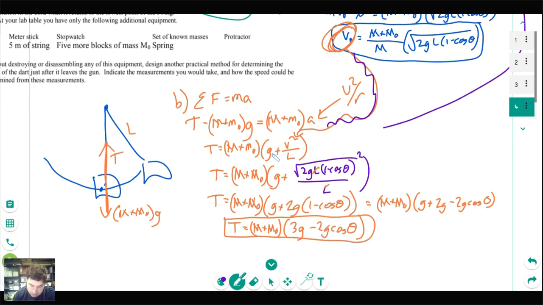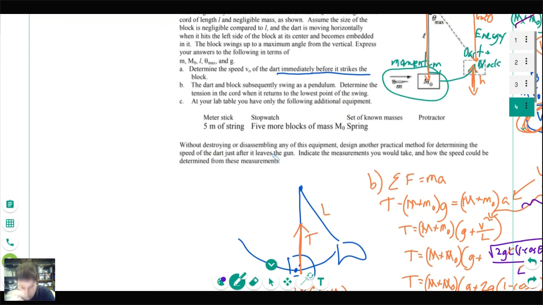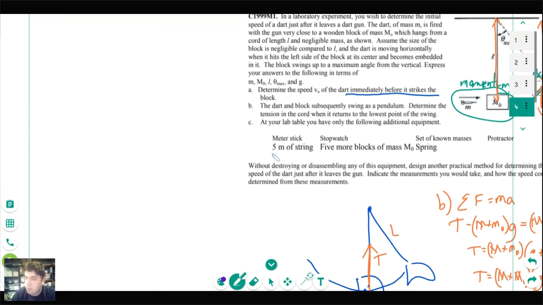Okay, and then finally, part C. At our lab table, we're also given this set of equipment. Without destroying or taking apart any of the equipment, how else could we figure out the speed of the dart just after it leaves the gun? Okay, so instead of using a pendulum, we're going to use a spring. Yeah, this looks very similar to the previous question we just did. And again, with any experimental design question, this is not the only way to do it. This is simply the one that I was thinking of right now. So we definitely could find a different one here.